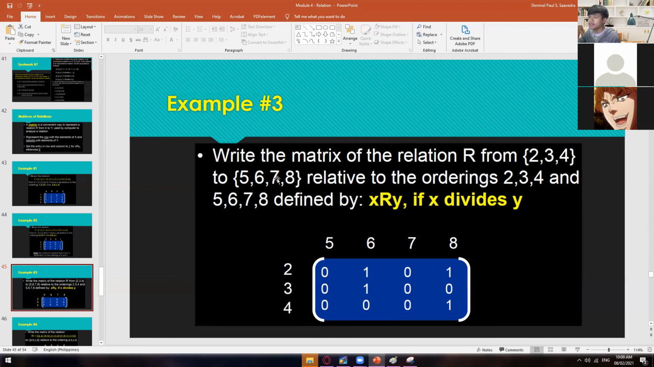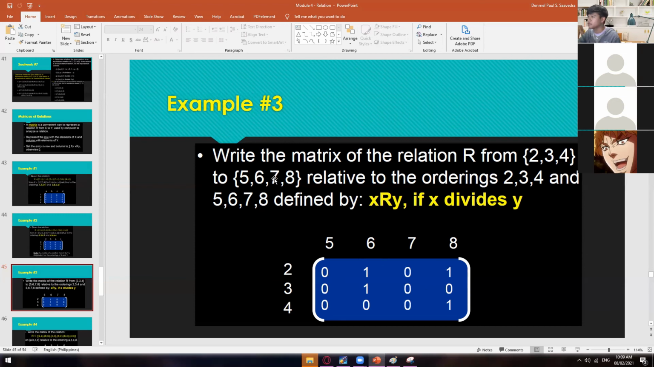Right, so let's see. Y is 5, 6, 7, 8. So 5, 2 is a no-no. 5, 3 is a no-no. 5, 4 is a no-no also. But 6, 2 and then 6, 3, that's when they are in relation with each other. Correct? 6 divided by 2 is even, and 6 divided by 3 is also even. So you have to plot here 1 and then 1, for 6, 2 and 6, 3.